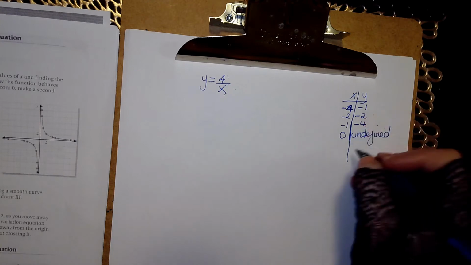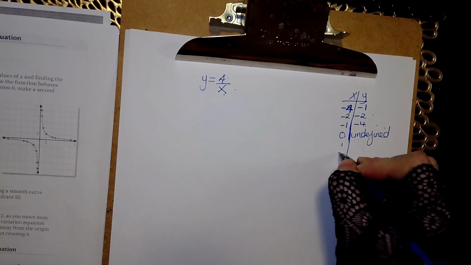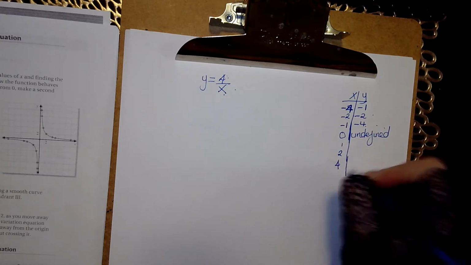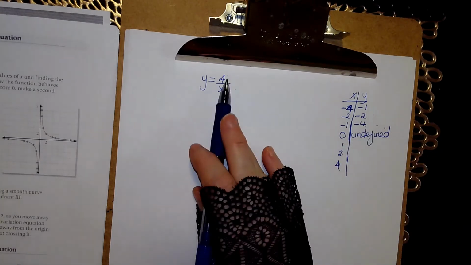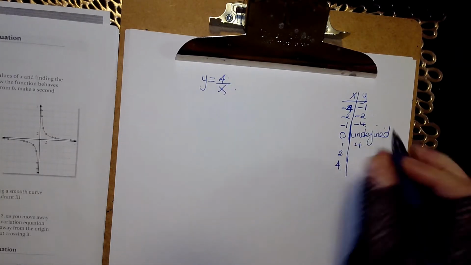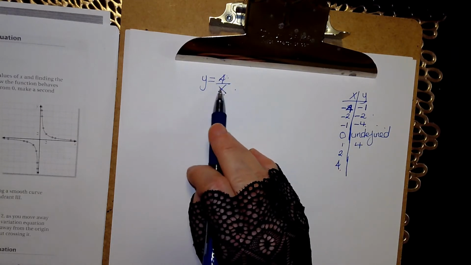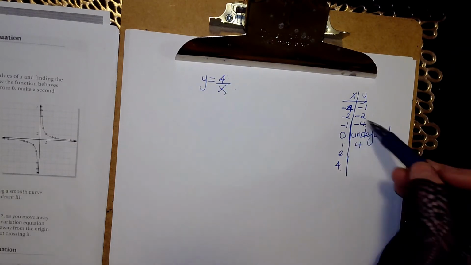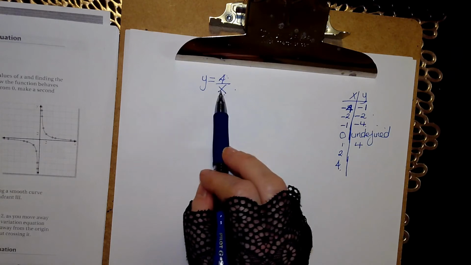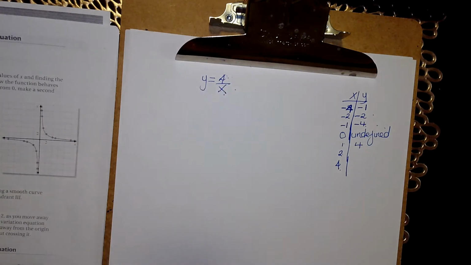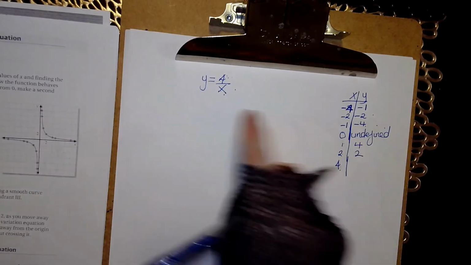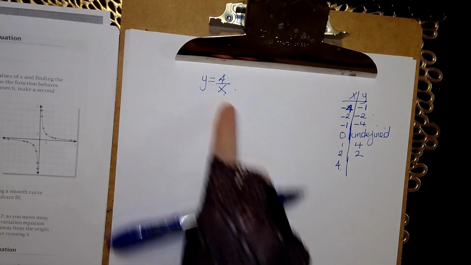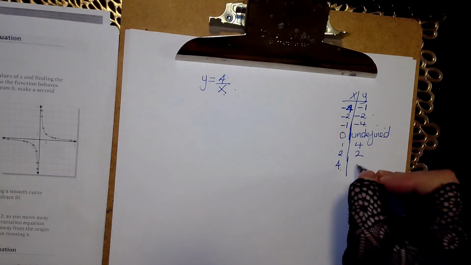So I'm going to go on the other side. I'm going to pick 1, 2, and 4 to match the negative numbers that I picked, and now do the positive. 4 divided by 1 is 4. You're plugging in for x, of course. You should see that these are the numbers for x, and when we solve it, we get the answer for y. So 4 divided by 2 is 2. And 4 divided by 4, when I plug 4 in for x, I get 1.